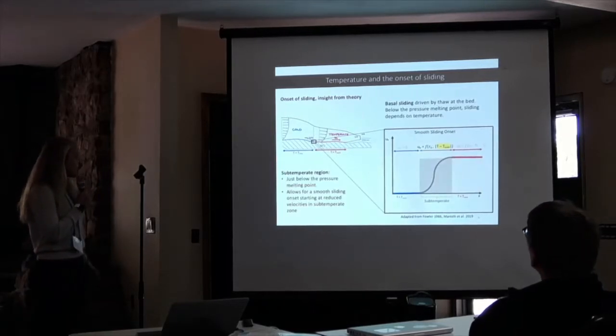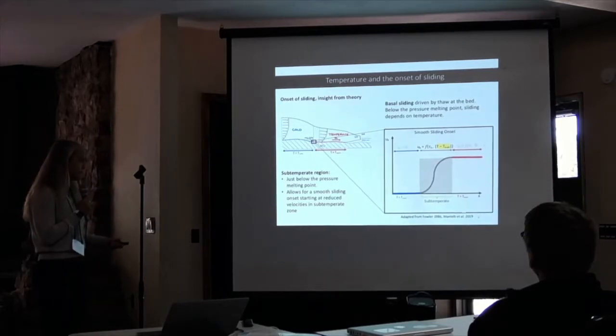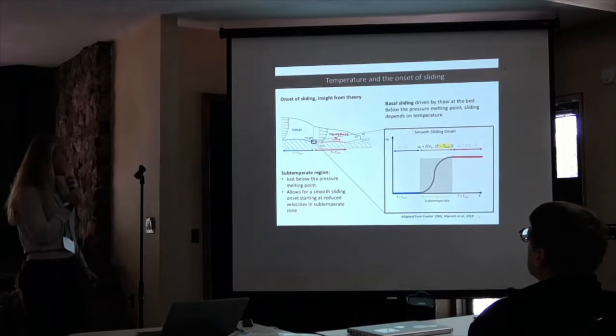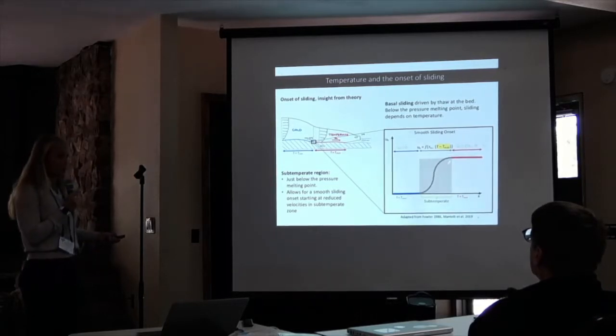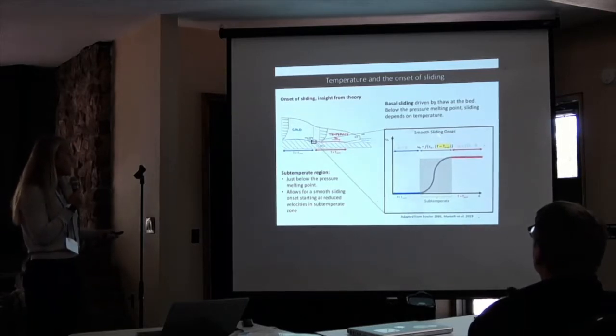Instead, I'd like to assume that there's a subtemperate region, which is follow-on work from Fowler, and Minchew has done some new work on this. And in this region, sliding depends on friction, but also what's very important is temperature. And here, the sliding velocity is constrained by the need to maintain the energy balance.